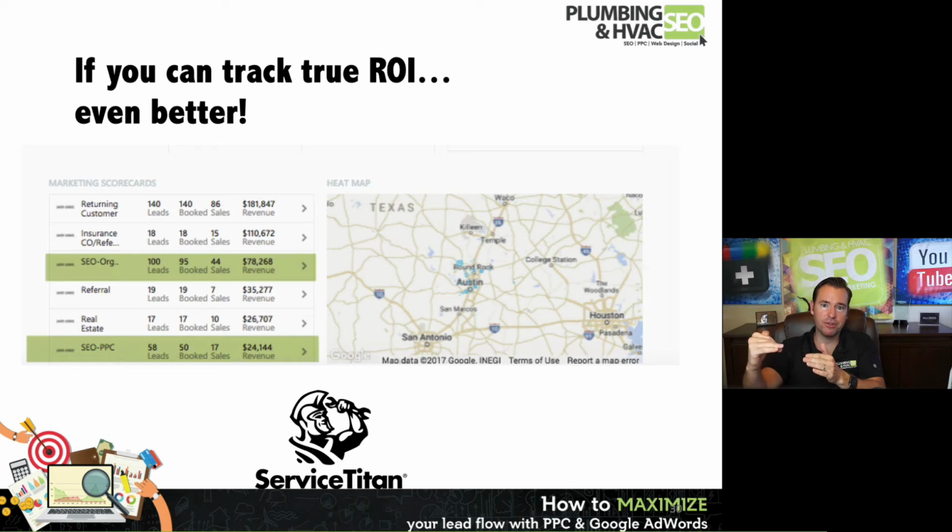And the average ticket value is this much. And so if that's true, then your projected revenue and your projected ROI would be this. The next level beyond that is what you can do within ServiceTitan. I know Field Edge is moving towards this.